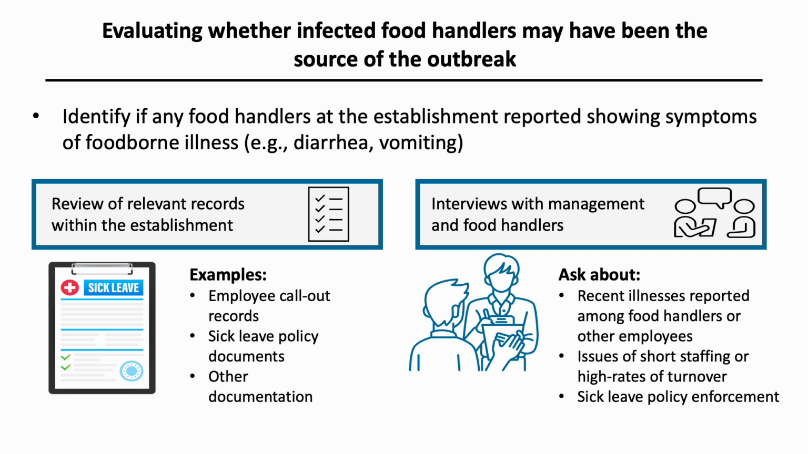Some examples of important questions to ask in these interviews include if and when any food handlers or other employees started showing symptoms of foodborne illness, whether there is an issue with short staffing or high rates of turnover, and how sick leave policies are implemented and enforced. Gathering information on how sick leave policies are regularly enforced is especially important because if written sick leave policies are not appropriately enforced, the establishment could be at an increased risk for Salmonella outbreaks.